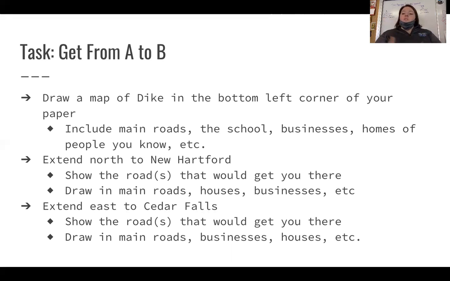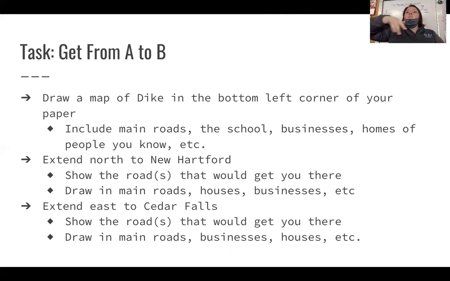Once you feel like you've got a good map of Dike, or that you have put everything that you can remember of Dike into this map, I want you to extend north, or up on your paper, to New Hartford. Do the same thing with New Hartford. Show the roads you use to get there, and then draw the main roads, houses, businesses, whatever you can think of. I know there's not a lot in New Hartford, but there's enough, okay?